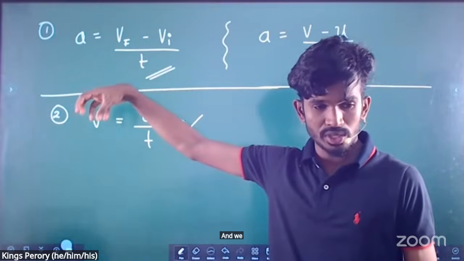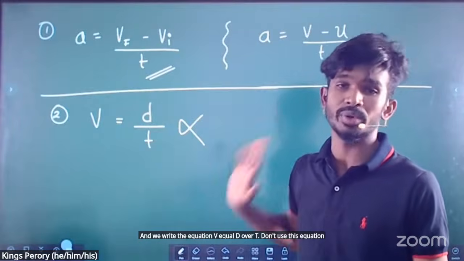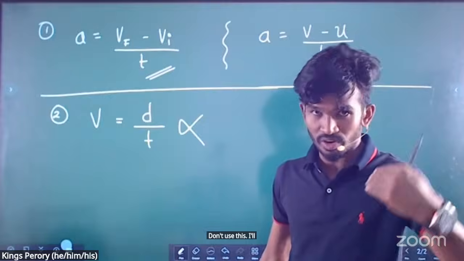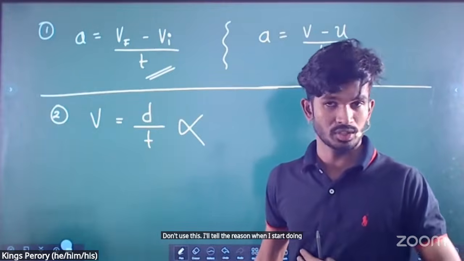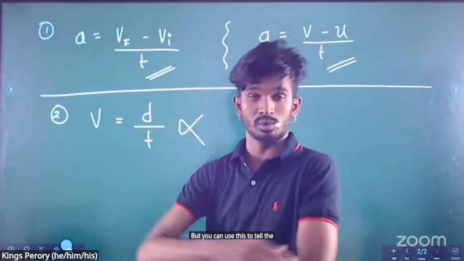And we write the equation v equals d over t. Don't use this equation in your questions. Don't use this. I'll tell the reason when I start doing the graph related questions. Don't use this, but you can use this to tell the definition of velocity.